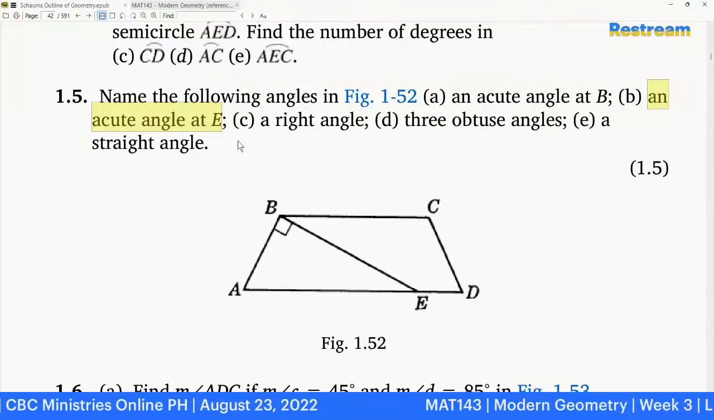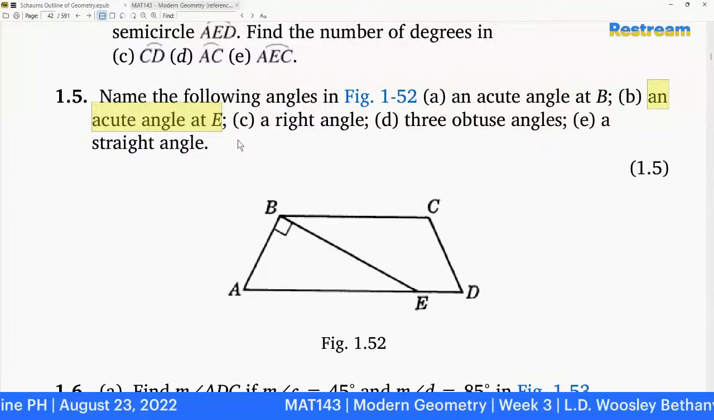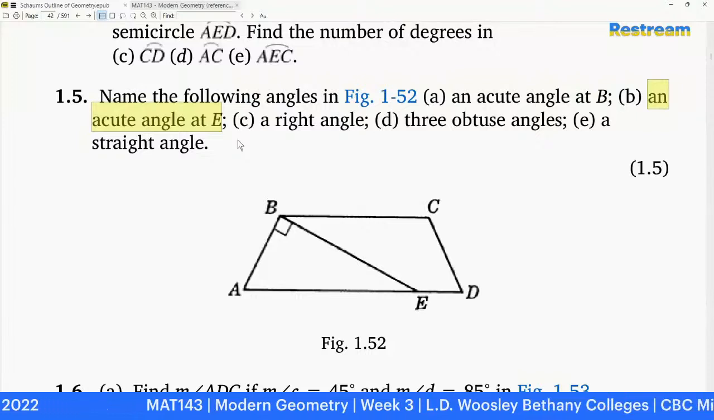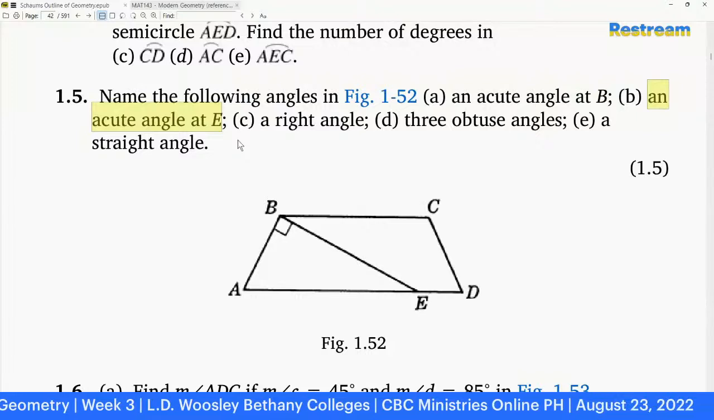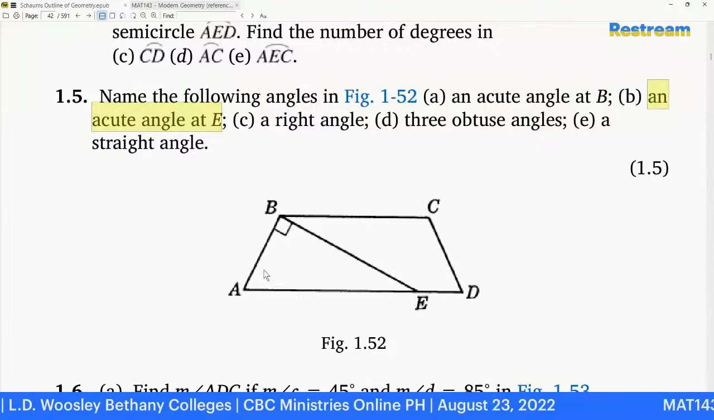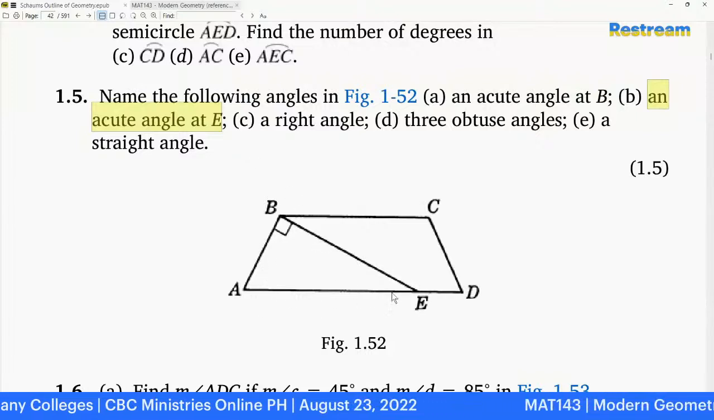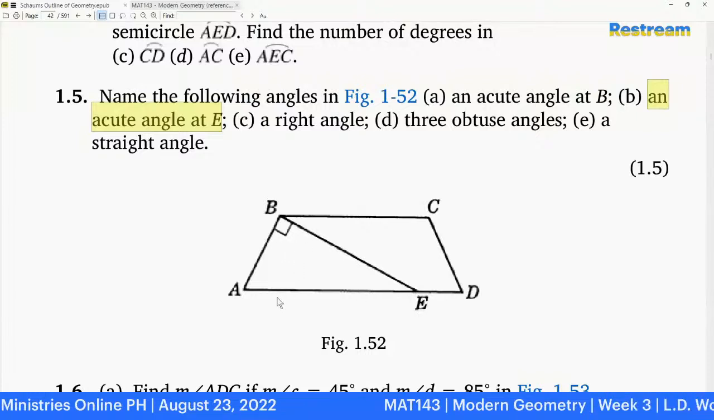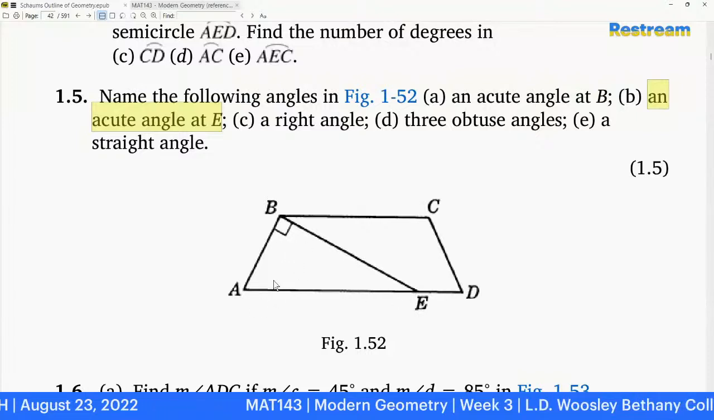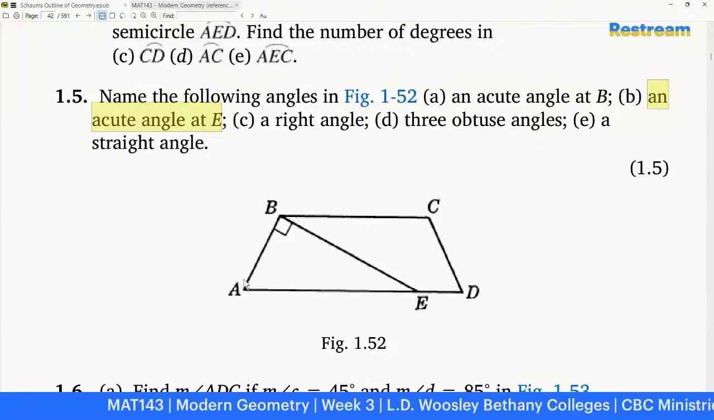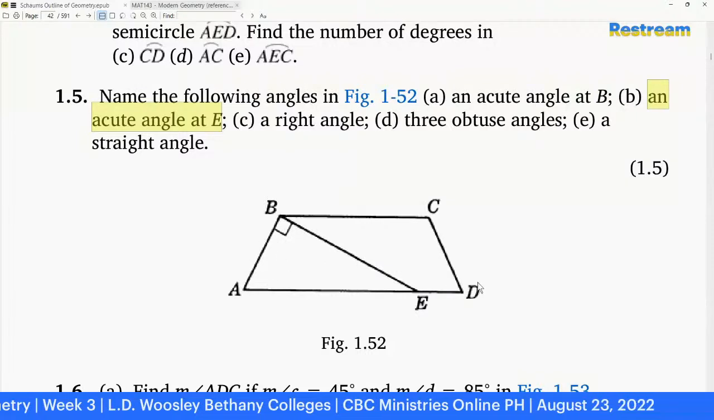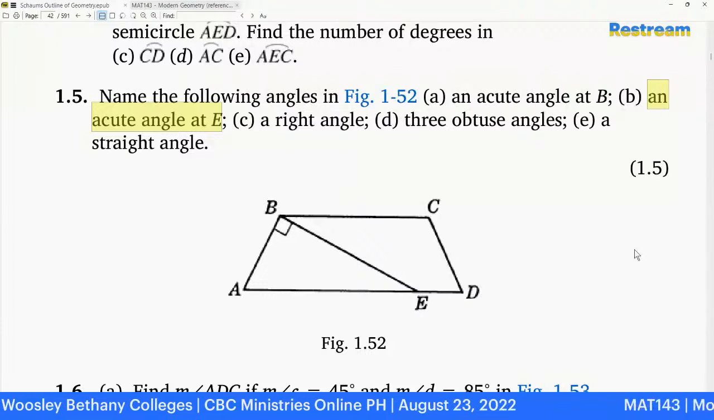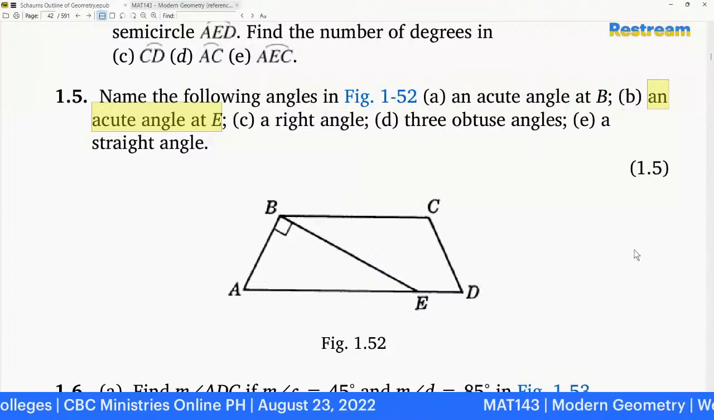Okay, letter C. A right angle, Gillian. Angle ABE po. Kanina, AEB pala yun. Sorry, I made a mistake there. The acute angle here is AEB. Okay, but the right angle, obviously, is ABE. Right?